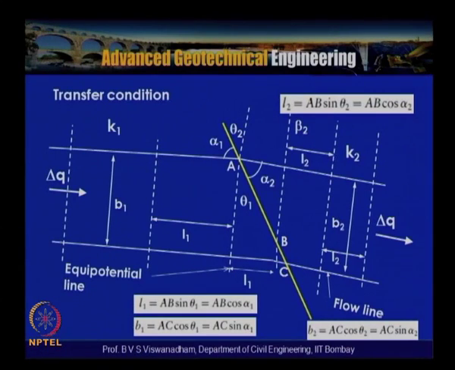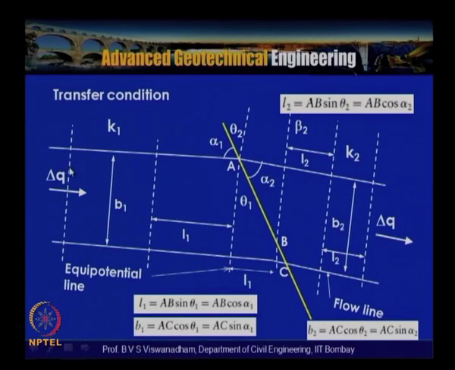So in the transfer condition, consider that on this side the yellow line shown is the boundary, and this side has a soil with permeability K1, and on this side we have a soil with permeability K2. So here soil 1 has coefficient of permeability K1, and this side we have soil 2 with coefficient of permeability K2. This is the flow channel, these are the flow lines, but once it crosses the boundary it undergoes deviation, which is shown here.